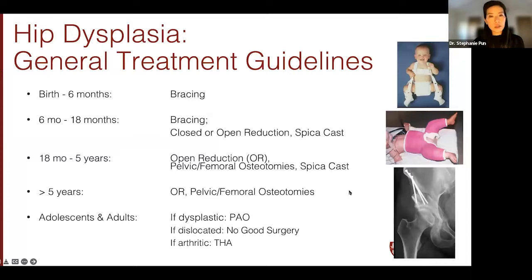As children get older, it's more likely that more invasive surgeries are needed, including an open reduction, pelvic or femoral osteotomies. And in adolescents and adults who may still have hip dysplasia, there are different surgeries, including a periacetabular osteotomy or a PAO, or even a hip replacement if there is arthritis.